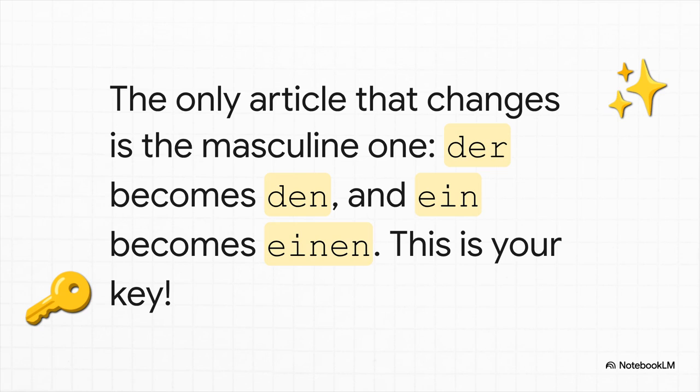So, this is it. This is the big takeaway. For right now, the only change you need to burn into your memory is this. For masculine nouns that are direct objects, der becomes den, and ein becomes einen. Seriously, this one single rule is the key that unlocks a huge chunk of German grammar.